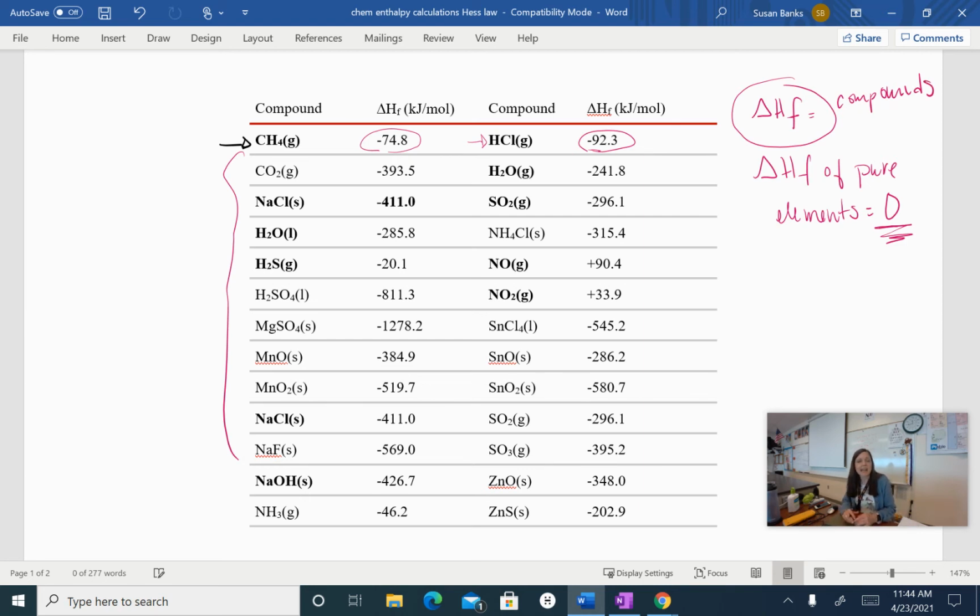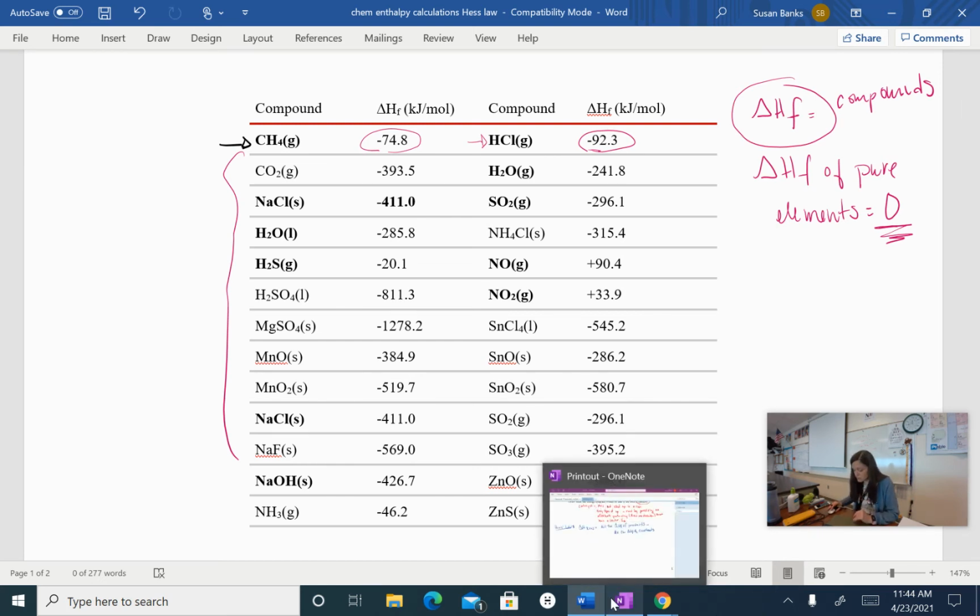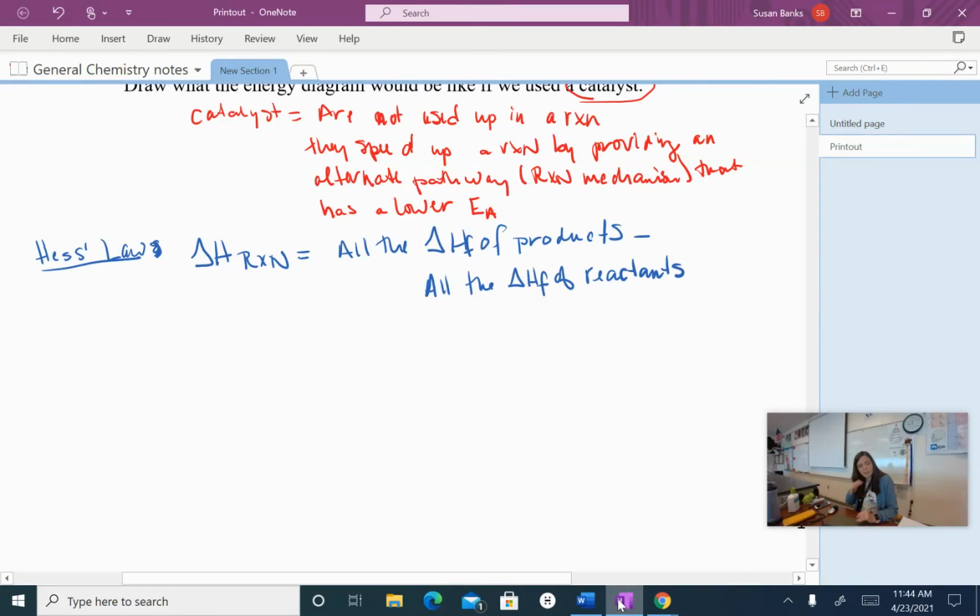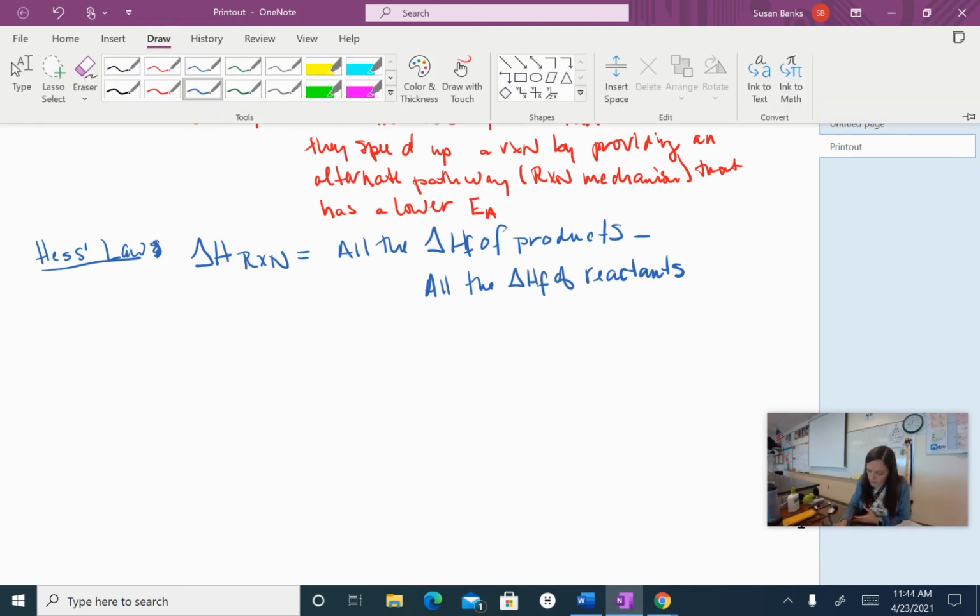Okay? Things that have two or more elements in them. Okay? So let me give you a couple of examples of how we use this table. I'm going to write the reactions really quick for a couple of reactions, and we're going to use this table. Okay? So let's do the reaction really quick of acid rain.